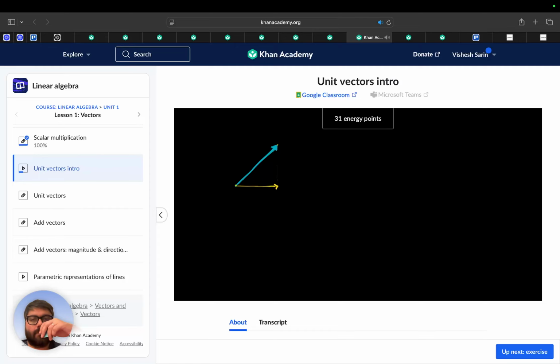Let me do that in a different color. You would have to go this distance right over here. And so let's just say that this distance is 2 and that this distance is 3. We could represent this vector, let's call this vector v. We could represent vector v as an ordered list or a 2-tuple, so we could say we move 2 in the horizontal direction and 3 in the vertical direction. So you could represent vector v like this, where it is 2, 3, like that.